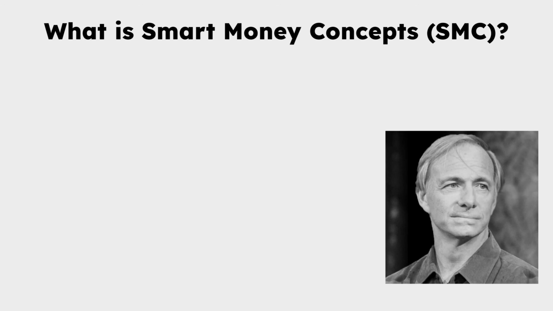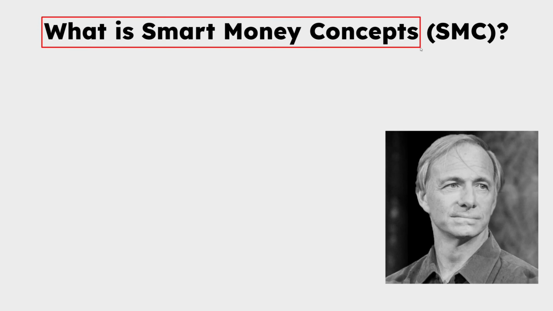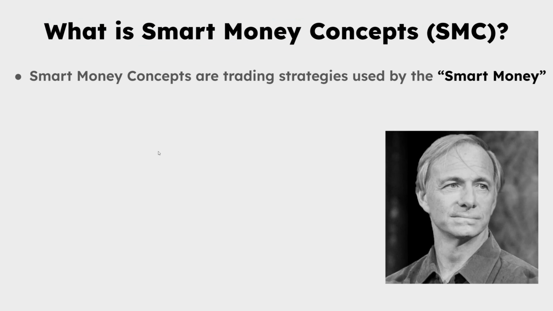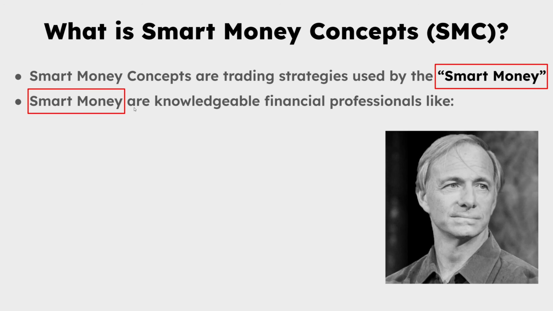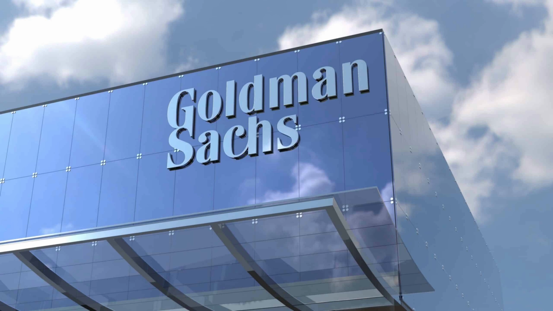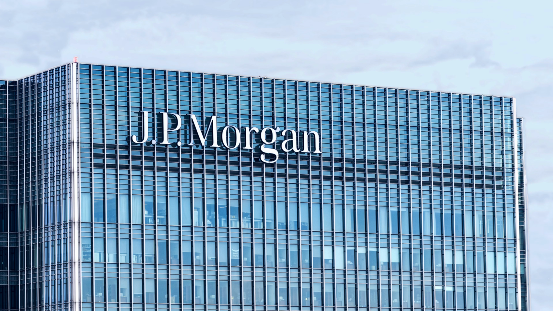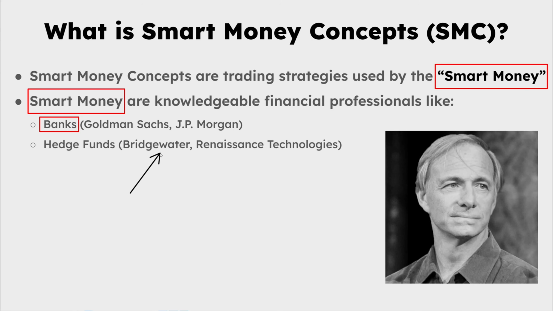But alright guys, so let's begin here by super quickly taking a look at what is smart money concepts, or SMC. In very simple terms, smart money concepts are trading strategies used by the smart money. And what do we mean when we talk about smart money? Well, smart money are basically knowledgeable financial professionals. Like for example, banks such as Goldman Sachs or JP Morgan, hedge funds like for example Bridgewater.